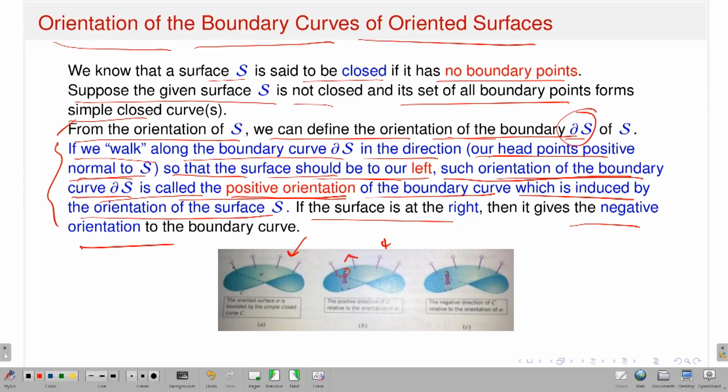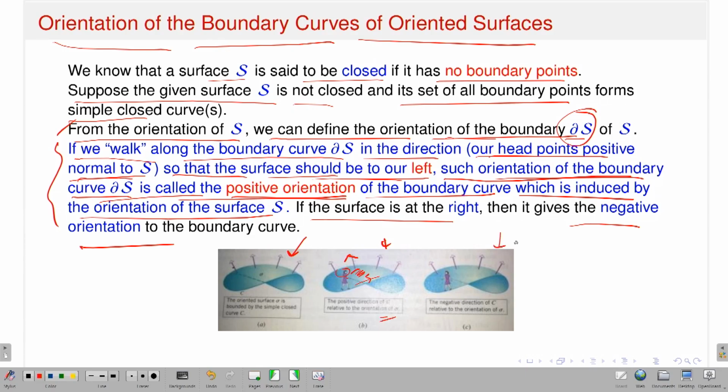If I move in this direction, you see I have the surface on the left-hand side. So this kind of orientation is called the positive orientation of my boundary curve. So this is the left-hand side, and that is what I have written: the positive orientation relative to the orientation of my surface S.